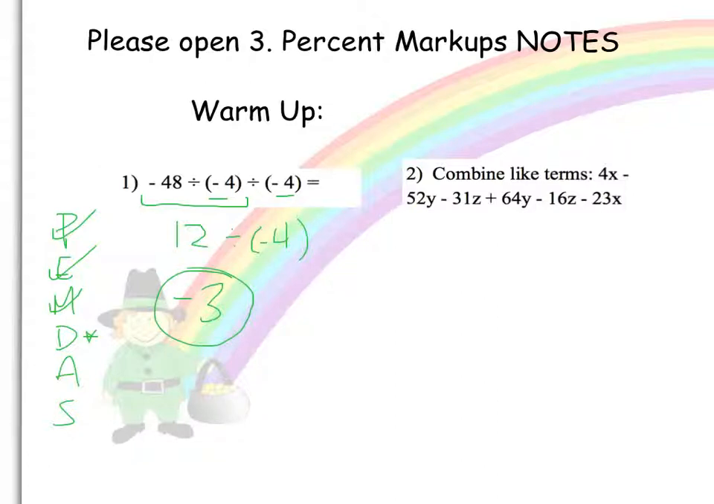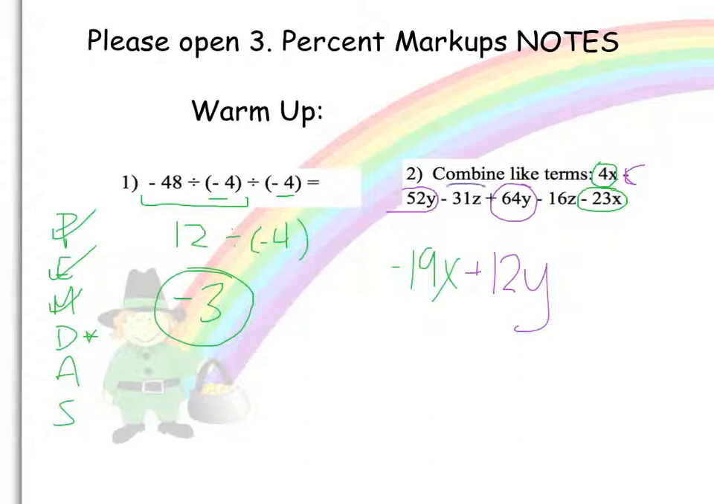The second warm-up is saying to combine like terms. So we have positive 4x minus 52y minus 31z plus 64y minus 16z minus 23x. So first I'm going to combine my x terms. So I have 4x minus 23x, and that leaves me with negative 19x. Next, we have negative 52y plus 64y, which turns out to be 12y.